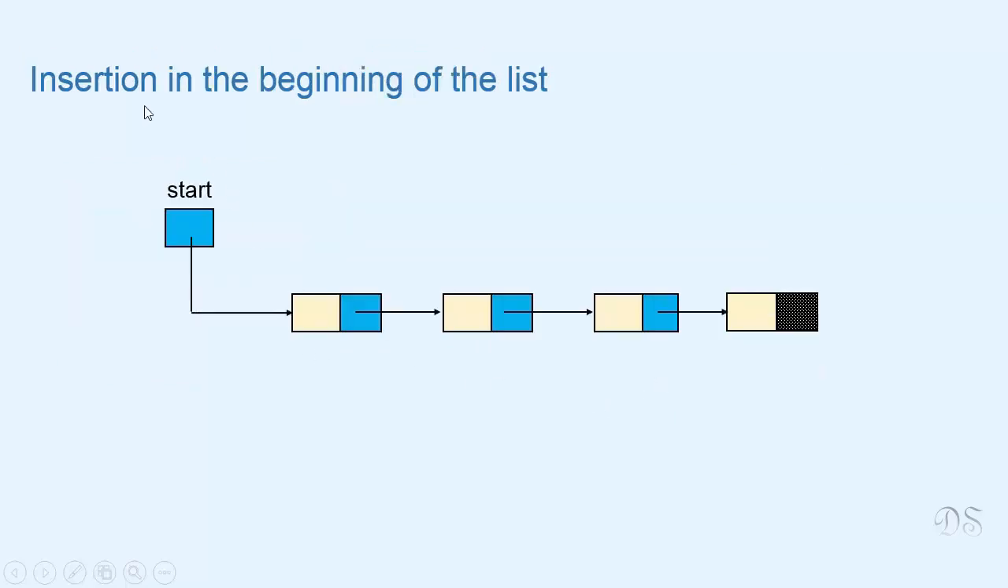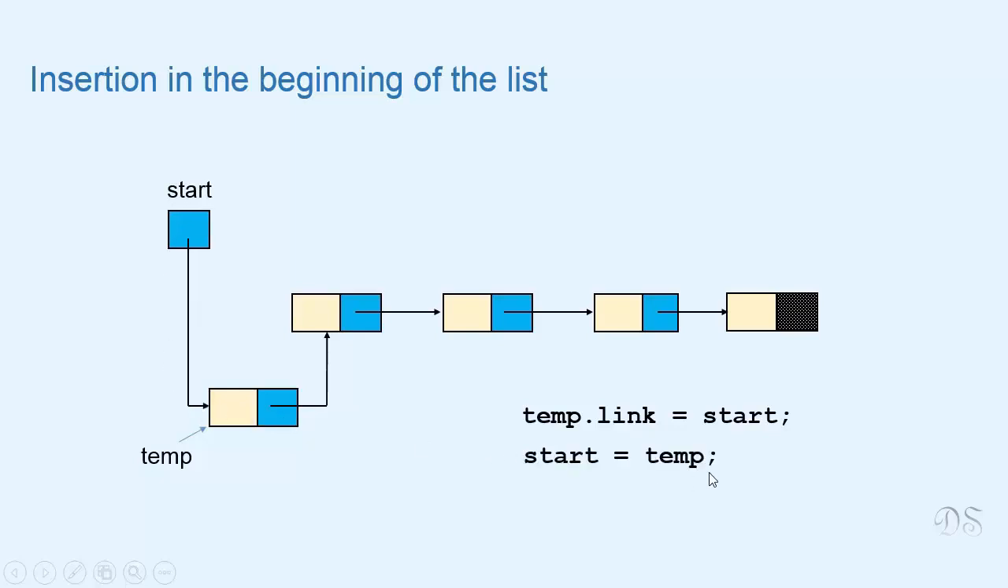Now first let's see how we can insert a new node in the beginning of the list. We allocate a new node, make this reference temp refer to this node. Now after insertion, this node will be the first node. So start should refer to this node and this node will become the second node of the list. So the link of this node should refer to this node. So first we make link of this node refer to this node. We write temp link is equal to start because this node is referred by start. Next we change start and make it refer to this node. So we write start is equal to temp. So these are the two statements that we need to write for inserting a new node in the beginning of the list.